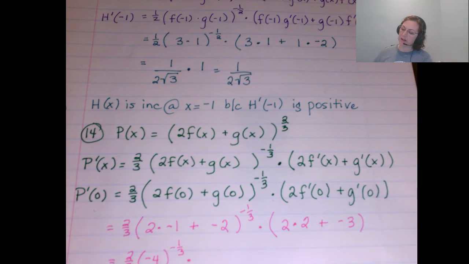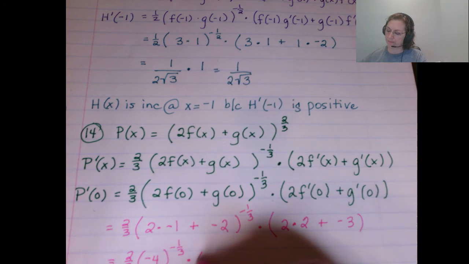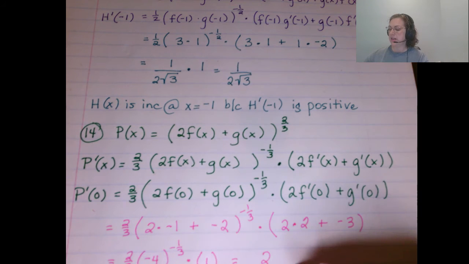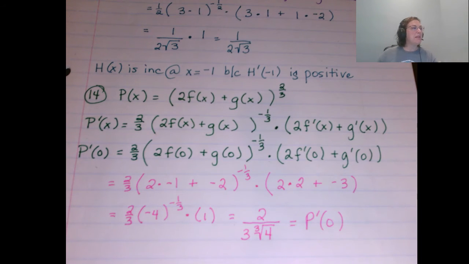And then I've got times, and then over here I've got 2 times 2, which is 4. 4 plus negative 3, that's 1. All right, so I've got a 2 on the top. I've got 3 times the cube root of 4 in the denominator. And that's my answer for P prime of 0 here. Oops, let me move that up so you can see that.